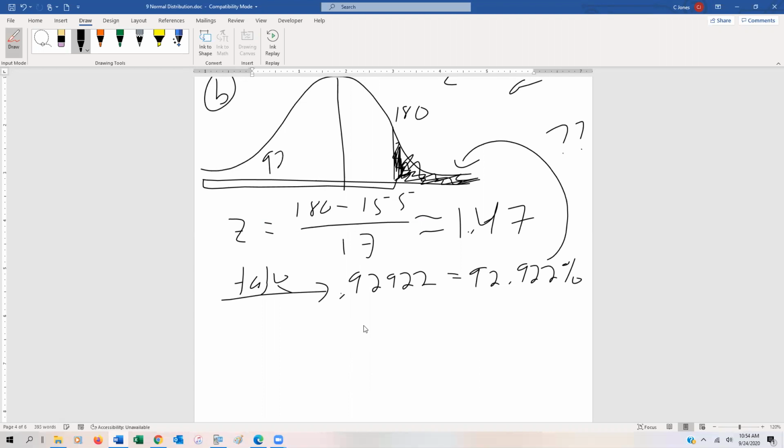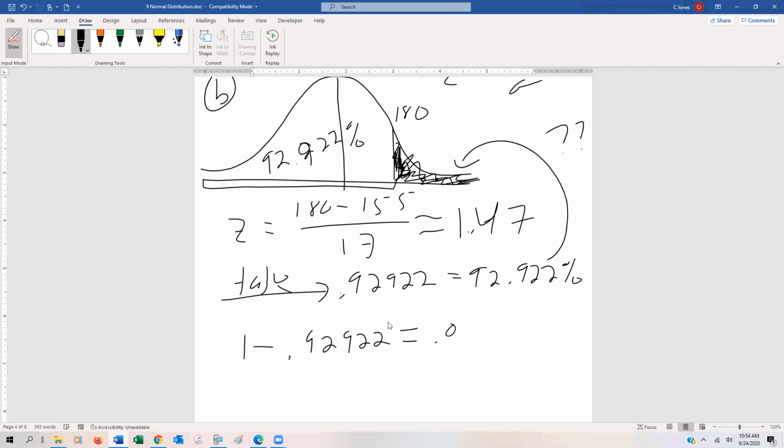So this is the 92.222%, or 92%, excuse me. How do we figure out the rest of that? Well, what we're going to do is take the complement. For a greater than problem, since the total area under the curve is 100%, we're going to do 1 minus 0.92922 in our calculator, and that's going to give us the other area.